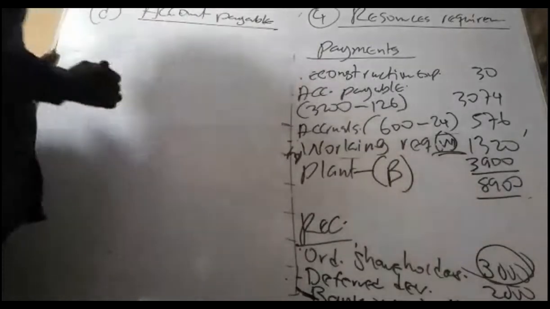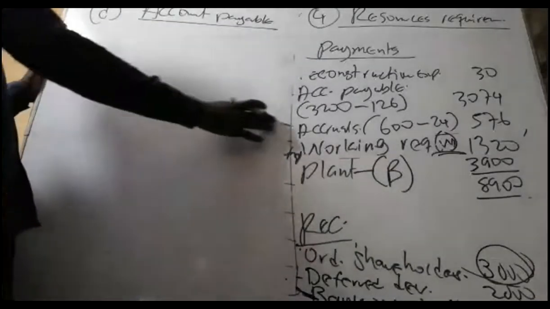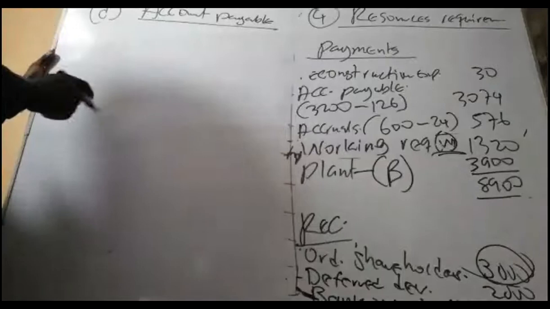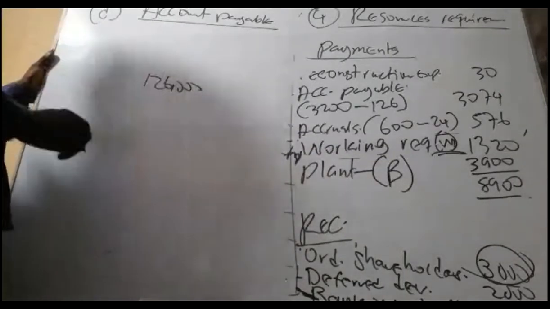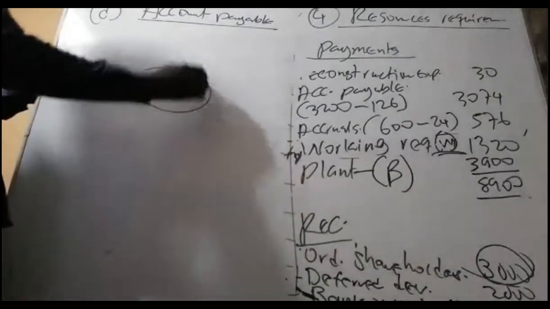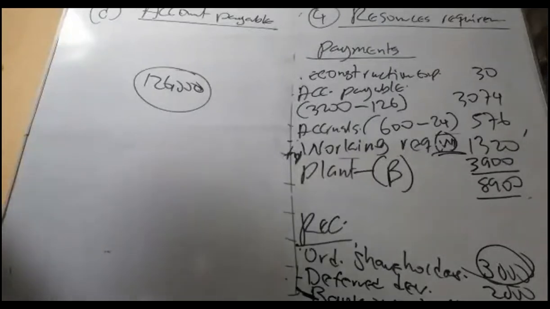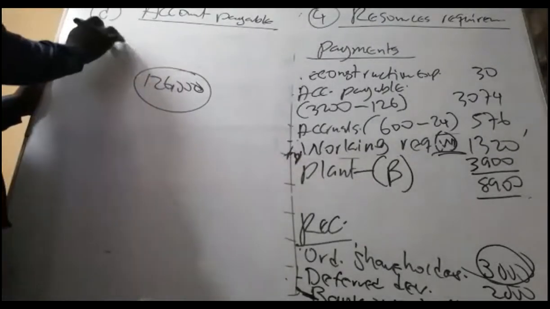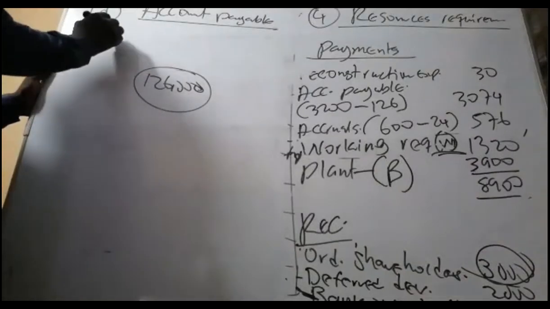Underline it. So tell us that how much are they losing? Accounts payable, how much are they losing? They are losing 126,000, right? Yes. Accounts payable, they are losing 126,000 cedis. So tell them that first. What was the 126? Good.